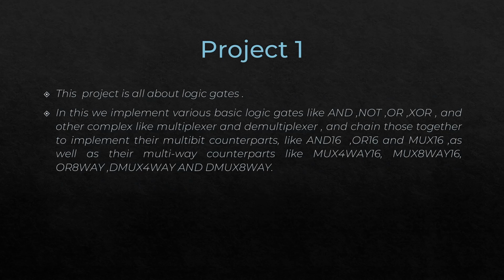So here's project one. Project one is all about the logic gates. In this, we'll implement various logic gates like AND, NOT, OR, XOR, and other complex ones like multiplexer and demultiplexer, and chain those together to implement their multi-bit counterparts like AND16, OR16 and MUX16, as well as their multi-way counterparts like MUX4Way16, MUX8Way16, DMUX4Way, and DMUX8Way.